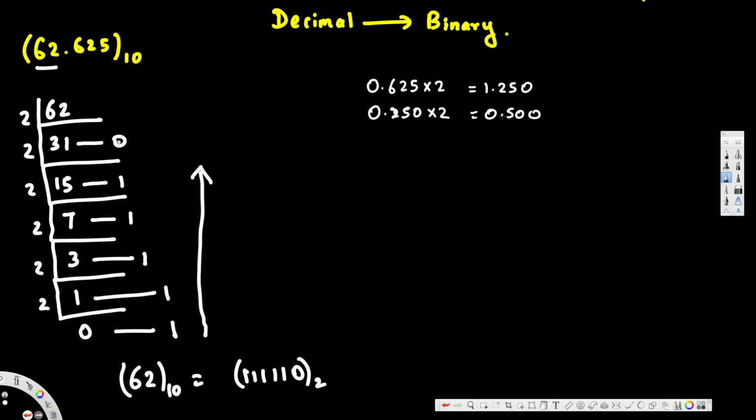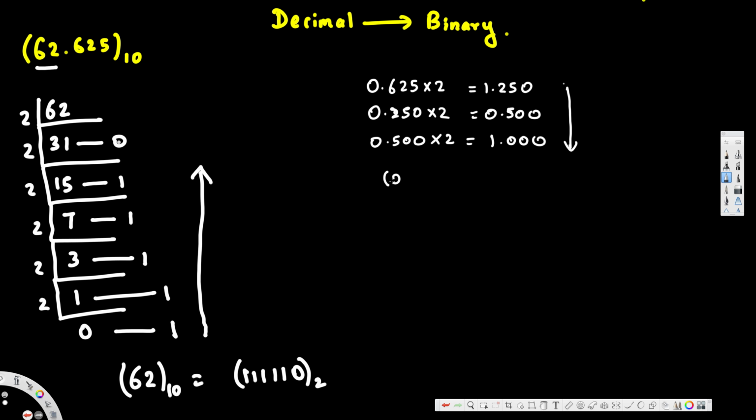Still we have a number after this decimal point, so we have to multiply again. So again we pick up this 0.500, and then we multiply it by 2, and that's going to give us 1.000. Now we don't have any number after this point, so we derived our final answer. The final answer is going to be up to down, the first number 101. That's going to be our final answer.